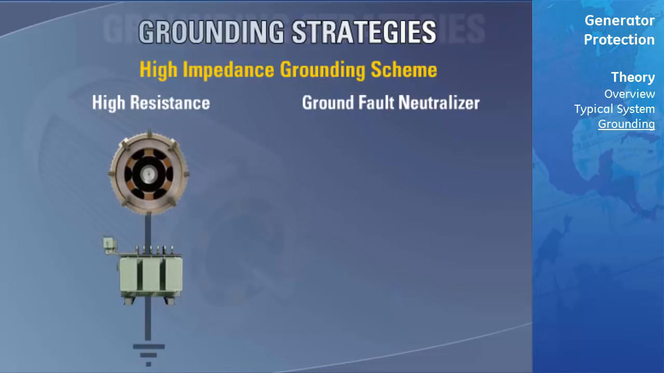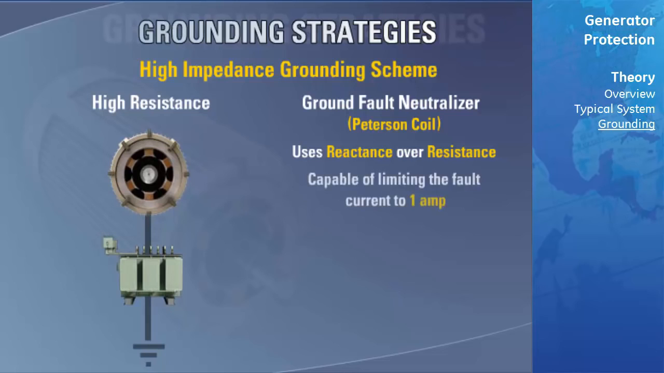The second type of high impedance grounding is ground fault neutralizer grounding, also known as a Peterson coil. This type of grounding uses reactance instead of resistance on the secondary. The advantage of reactance is that it can be adjusted to limit the ground fault current to different levels. The Peterson coil is capable of limiting the fault current to 1 amp.